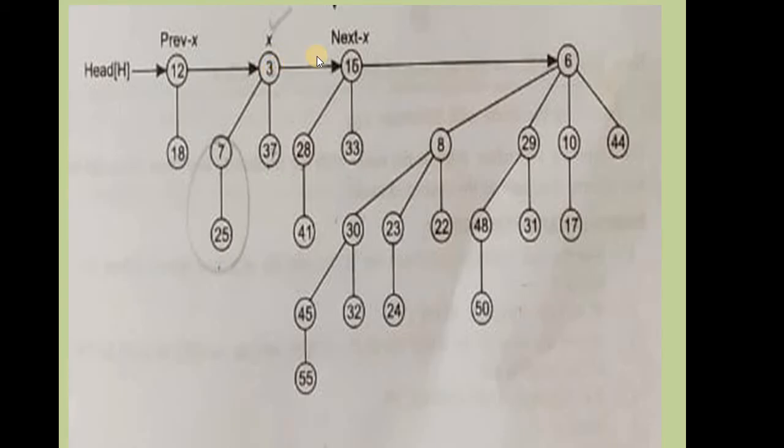Again, the binomial heap property is violated. As we can see, we have two trees here. This is tree 1 and this is tree 2 with the same degree.